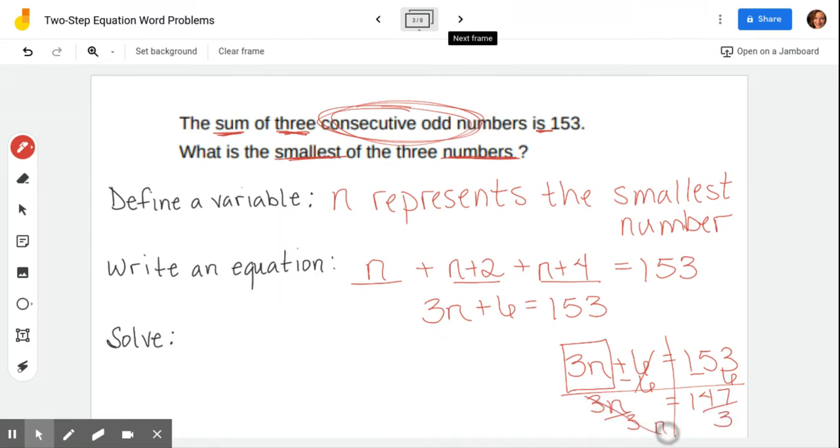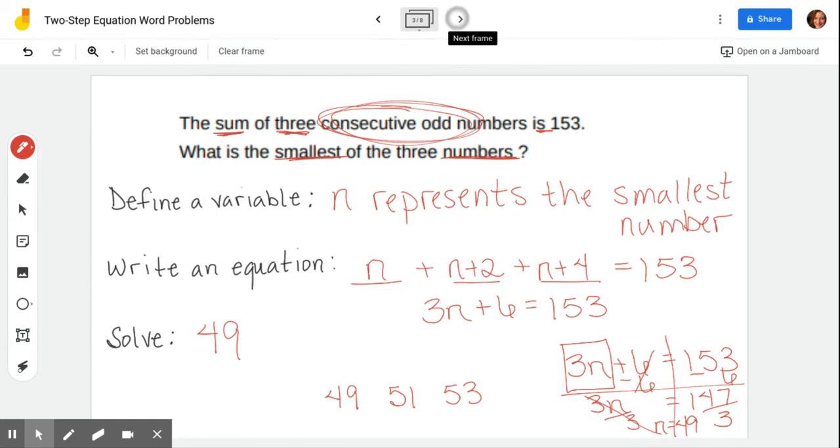So I get n equals, let's see, 3 goes into 14 4 times. That would be 12, 2 left over. It goes into 27 9 times. My smallest number, I believe, is 49. Let's see if that works. So the 3 consecutive odds would be 49, 51, and 53. Let's add those. 49 and 51, that's 100. 100 plus 53, 153. Yay!